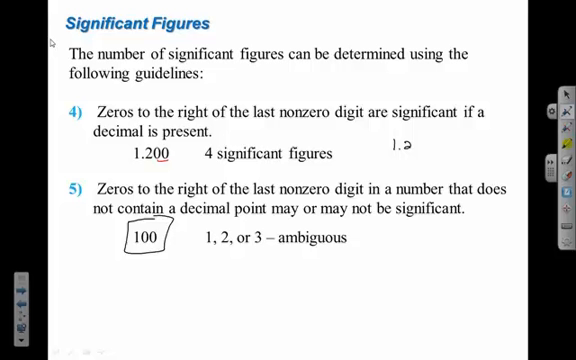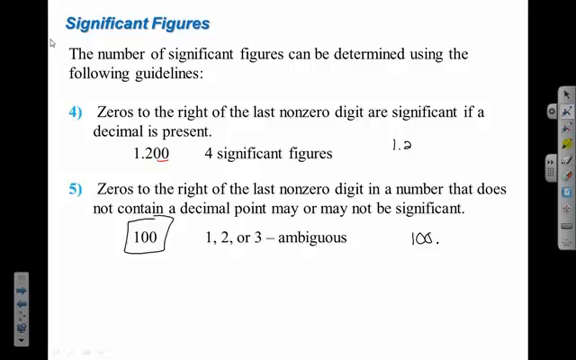There's two ways to do it. You could write 100 point. I think I heard someone say that. Right, so here I have applied Rule 4. I have zeros that are to the right of a non-zero digit, and I have a decimal somewhere. That's my way of communicating that those zeros are known to be zeros and not some other digit.